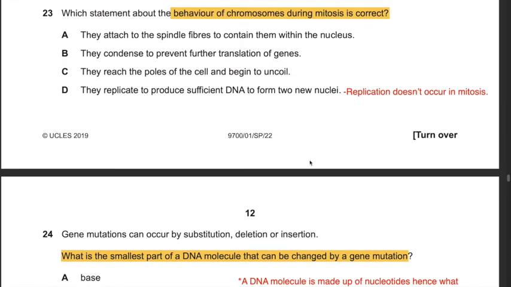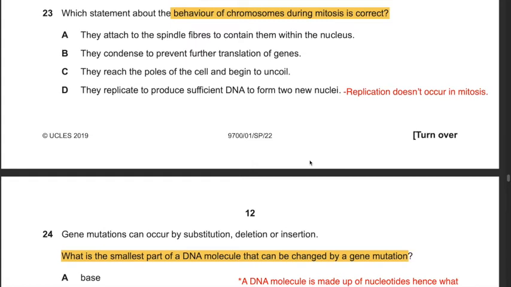Question 23. Which statement about the behavior of chromosomes during mitosis is correct? A. They attach to the spindle fibers to contain them within the nucleus. B. They condense to prevent further translation of genes. C. They reach the poles of the cell and begin to uncoil. D. They replicate to produce sufficient DNA to form two nuclei. Replication doesn't occur in mitosis, therefore D is incorrect. And A and B don't talk about the behavior of chromosomes during mitosis and are somewhat incorrect statements. C is a correct statement. They reach the poles of the cell and then they begin to uncoil.